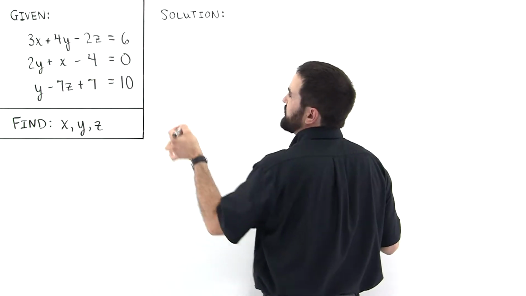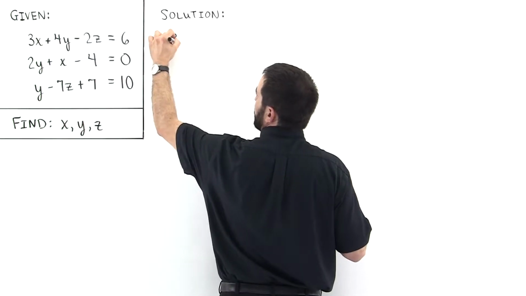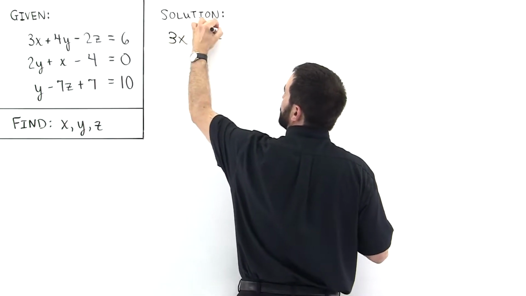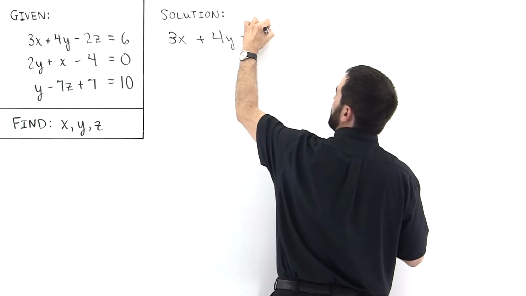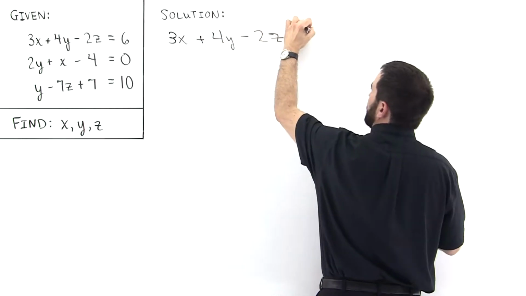So the first equation is conveniently already done for us. We have 3x plus 4y minus 2z is equal to 6.